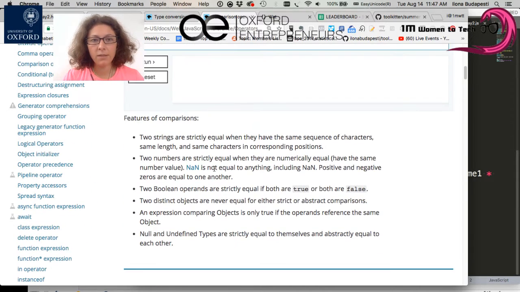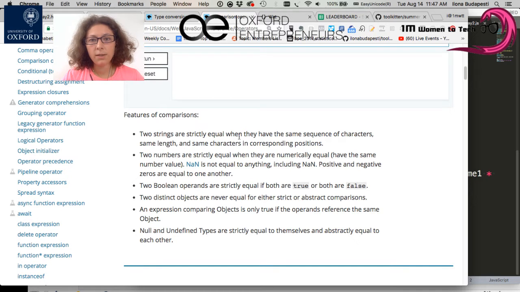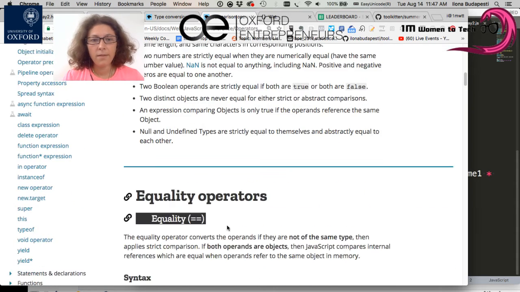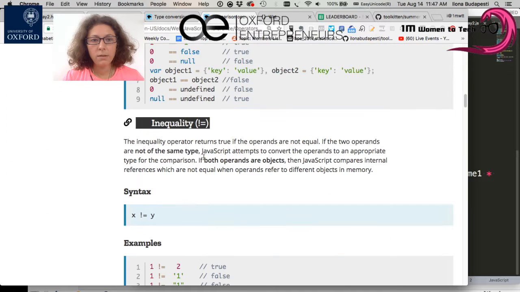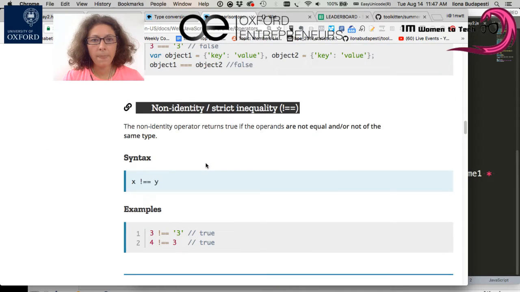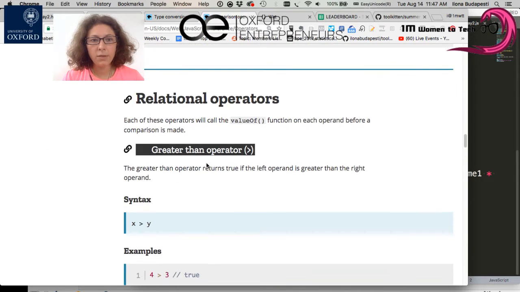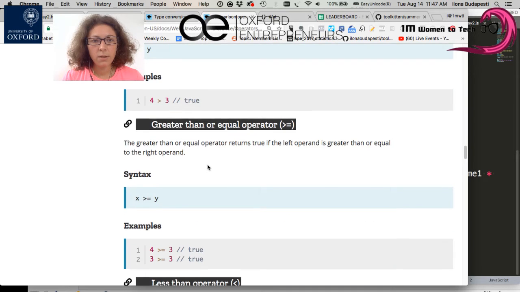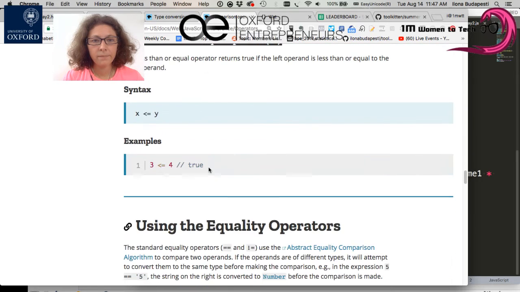And now here come the details. Two strings are strictly equal when they have the same sequence of characters, same length, same characters in corresponding positions. Two numbers are strictly equal when they are numerically equal, have the same number value. Not a number is not equal to anything, including not a number. Equality operators, inequality, strict equality, let's see. Relation operators, greater than, less than.